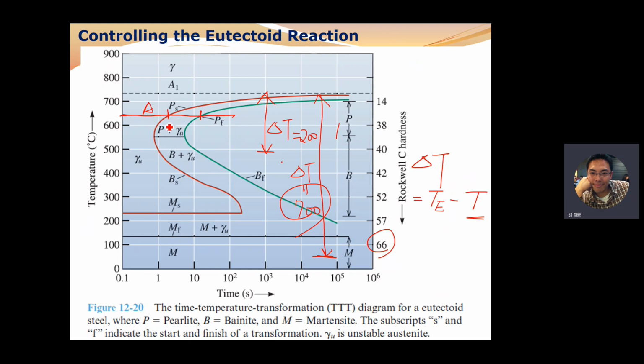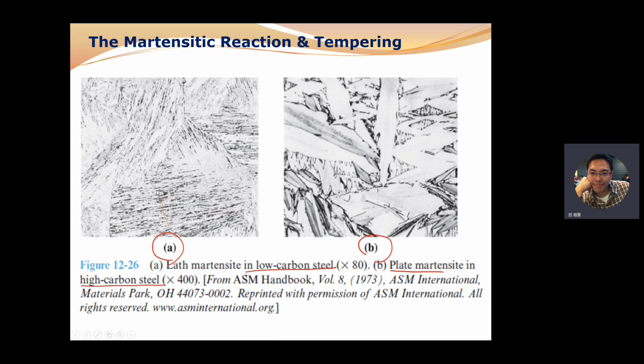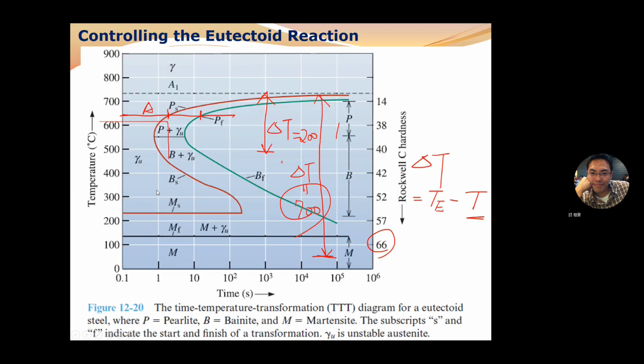Okay, so what's the time for the pearlite to start to form? Well, it's about a few seconds, right? It's about a few seconds for the pearlite to start to form.